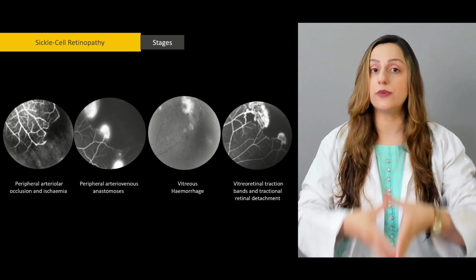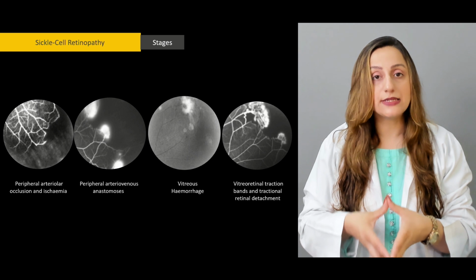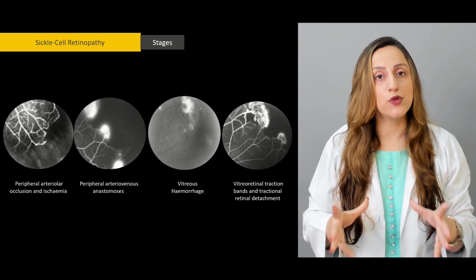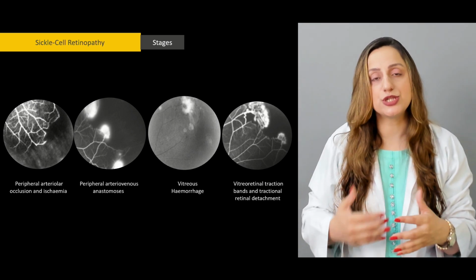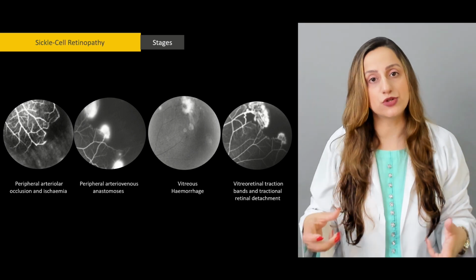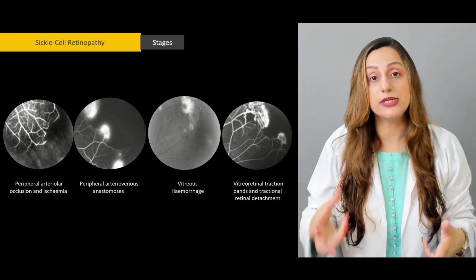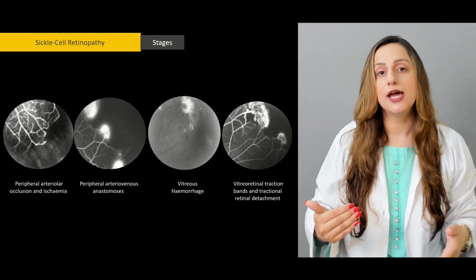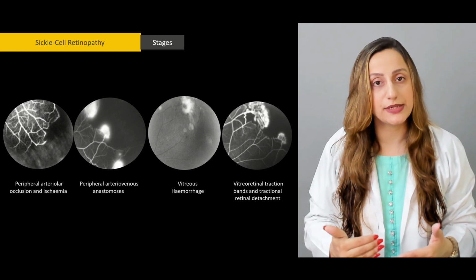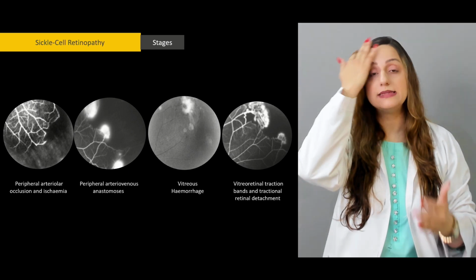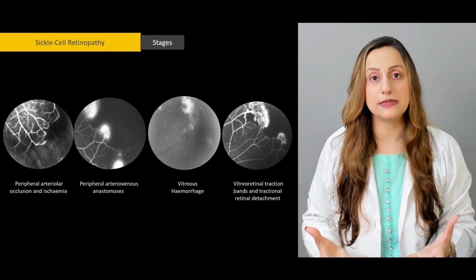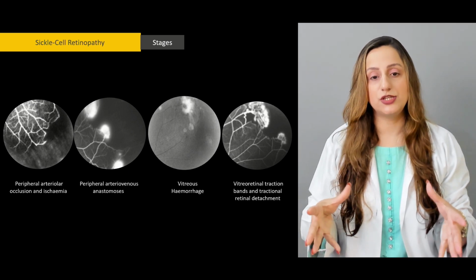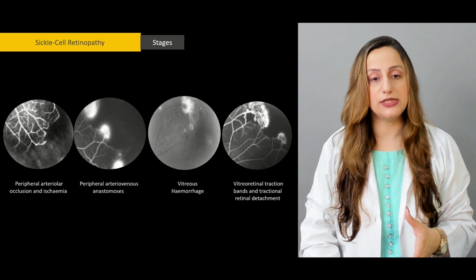Once you have the new vessels being formed, and once you have the AV shunts, the vascular walls are abnormal in nature, and the fibrous tissue is going to lead to tractional forces. These new vessels are going to lead to tractional forces. And finally, these tractional forces are going to lead to retinal detachment. That is, the retina is going to be detached, which is again an emergency. So as you can see over here, these are the different stages you can see in sickle cell retinopathy.